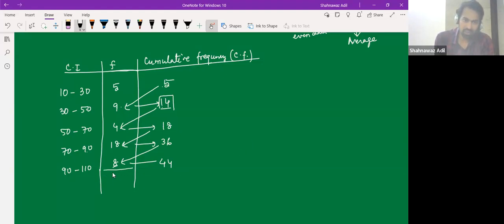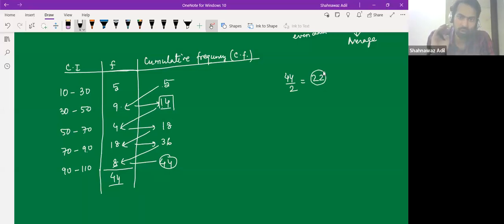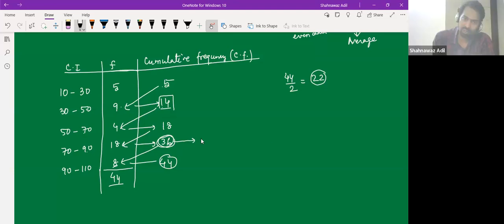Okay, so whenever you have calculated the cumulative frequency, what is the total frequency? This is 44. Whatever is this last number, that would be the total frequency, right? So what is 44 by 2? This is 22, right? So you look for the cumulative frequency which has a value equal or greater than 22. Which value is equal or greater than 22? This one, right? So this 36 would be the median class.